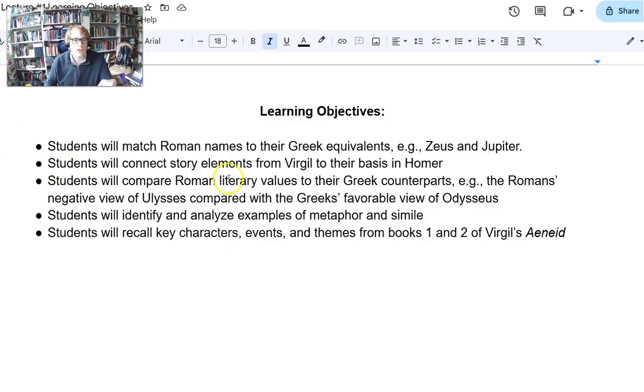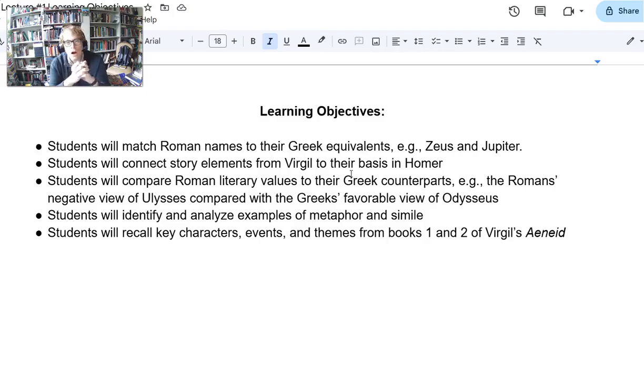Number 2, students will connect story elements from Virgil to their basis in Homer. So the same way that Homer starts so many different stories in the Iliad and the Odyssey that then get built upon later by the Greek tragedians, like we studied Aeschylus, Sophocles, Euripides. In the same way, Virgil is also going to build on those stories that get started, expand upon them. And we're going to connect those story elements back to Homer and in some cases back to the Greek tragedians as well.